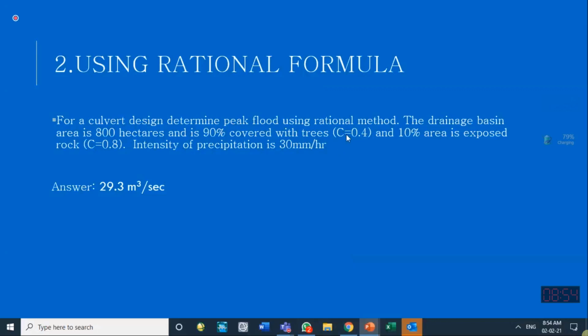So they have given that the C value for the rational method is 0.4 where the forests are there, 90% of the area is covered with trees. And there is a 10% area which has no forest, but has exposed rocks, like an impermeable area. So for that, the C value is proposed as 0.8. If you are doing an actual problem, this C value you have to select based upon the visit of that area, knowing which kind of land cover is there, and using the tables available from the American Society of Civil Engineers or other sources.